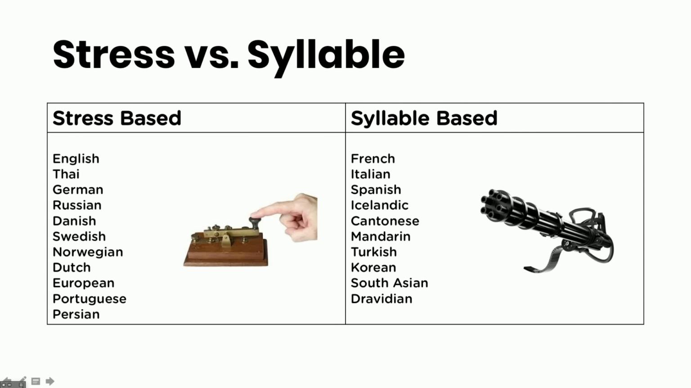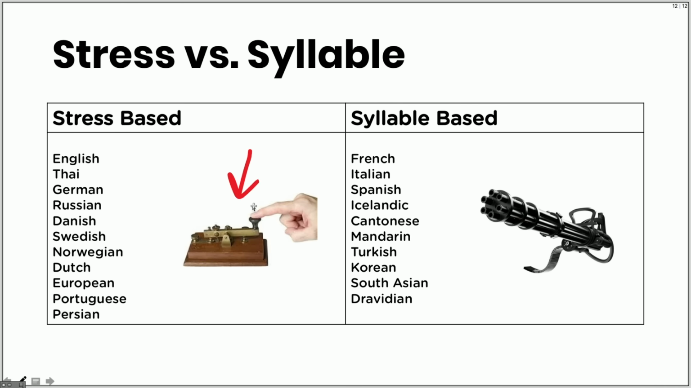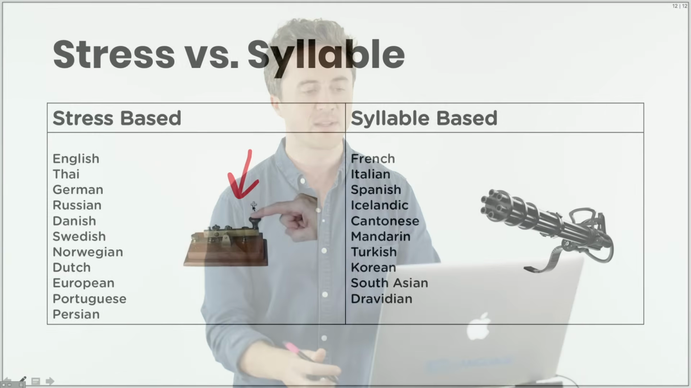So let's take a closer look at these: stress versus syllable. Okay, let me explain this to you. So some languages are stress-based languages, like English, right? And some languages are syllable-based languages. That means that the emphasis on the syllables, or each part of the word, is basically even. It's even. So think about it like this. In English, we have a kind of Morse code type of language. You know, some are longer, some are shorter, some are longer, some are shorter, like that.